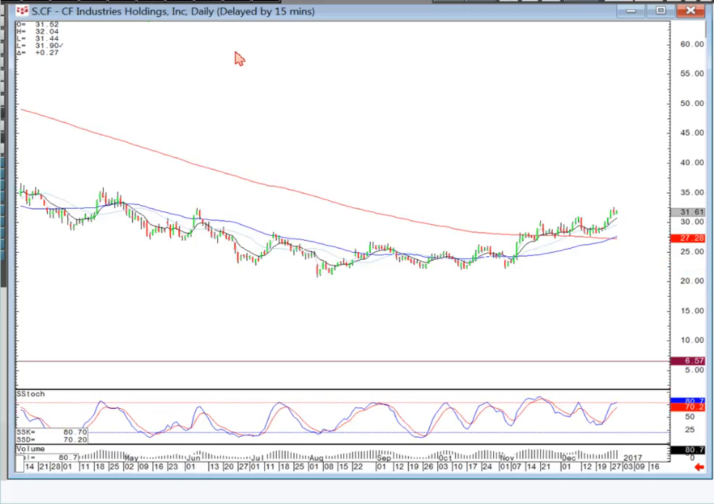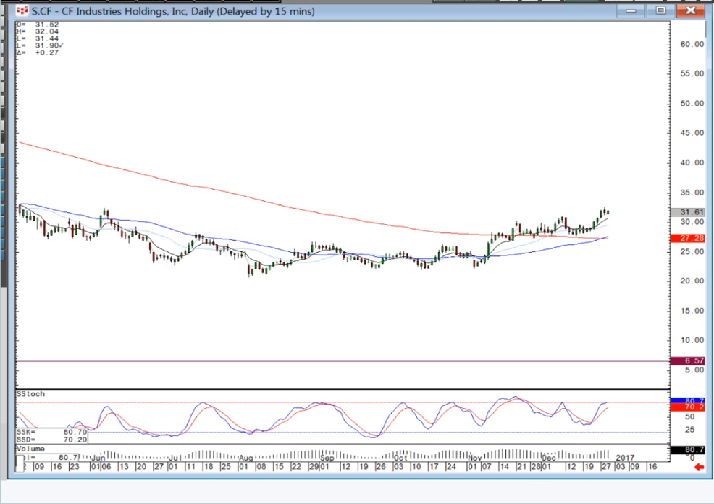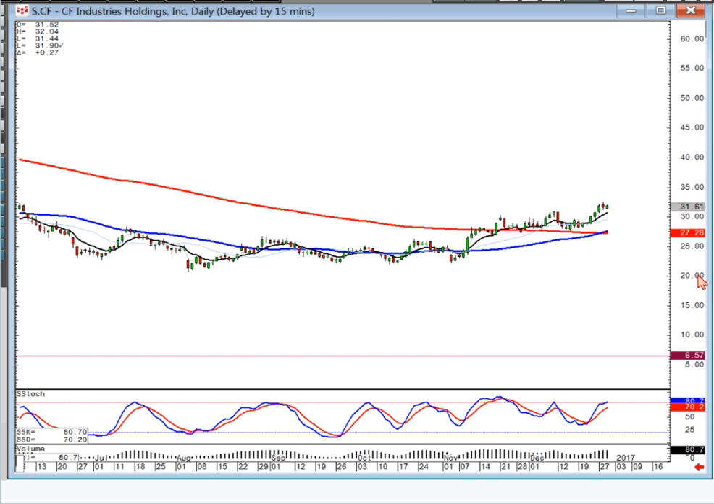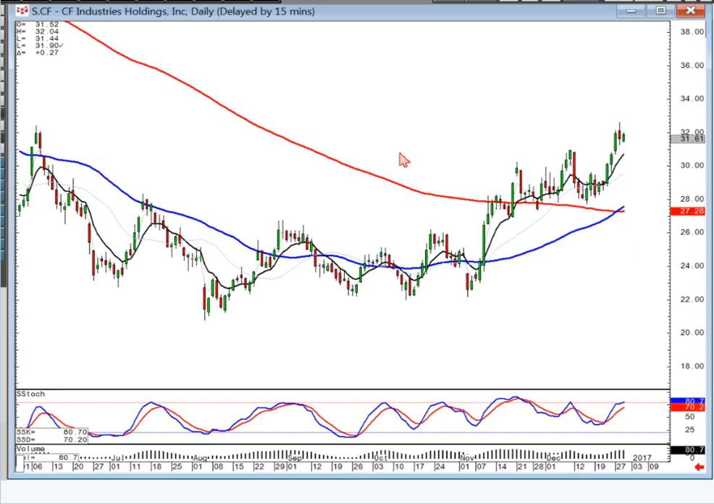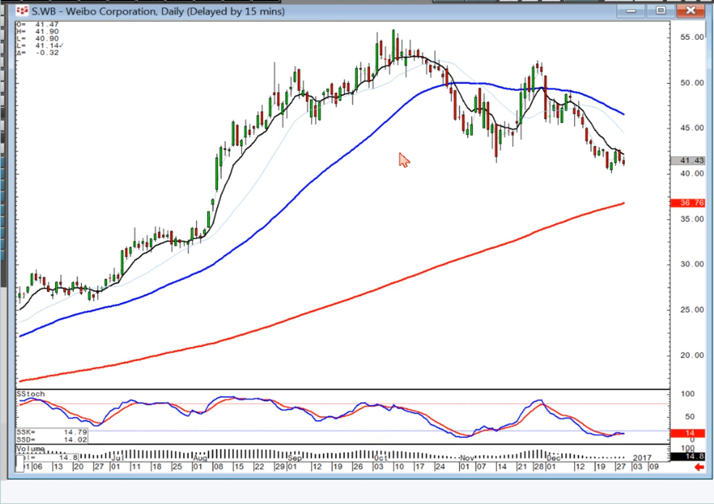There's a big fry pan bottom. So you can be buying this one on strength because of the fry pan bottom. It's not going to give you a real lively move just yet, but it will be in the right direction. Weibo stays short until you see a buy signal and a close back up above the T line.